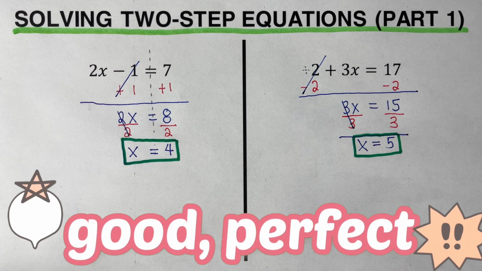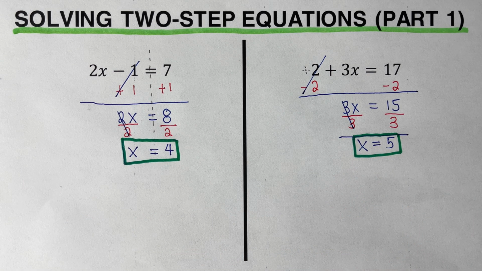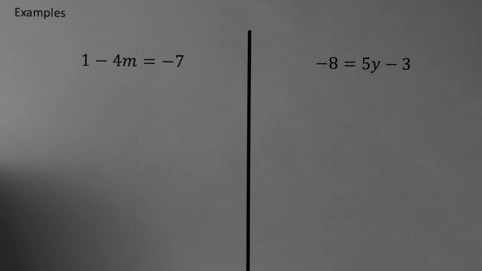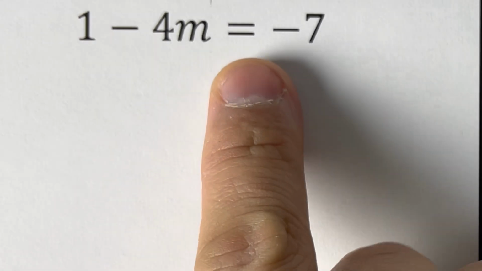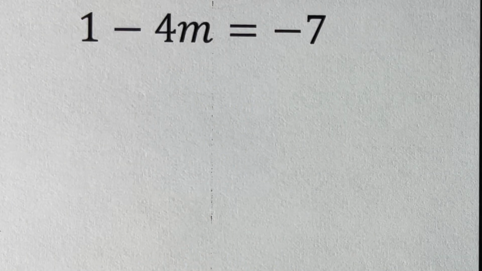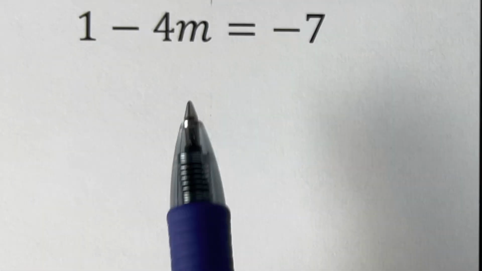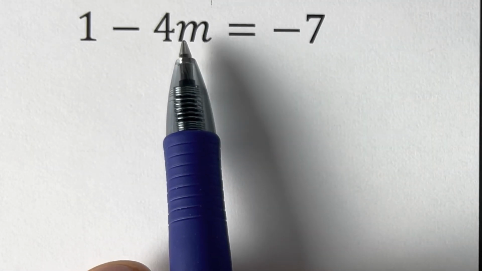Good. Perfect. Now let's move on to the next example right here. So we are given 1 minus 4m equals -7. So then we go ahead and solve for m. So as you can see here, it's not x, it's m. It can be any variable.